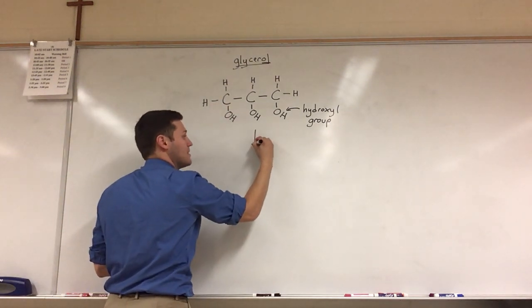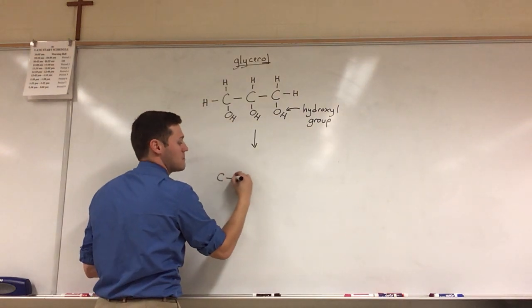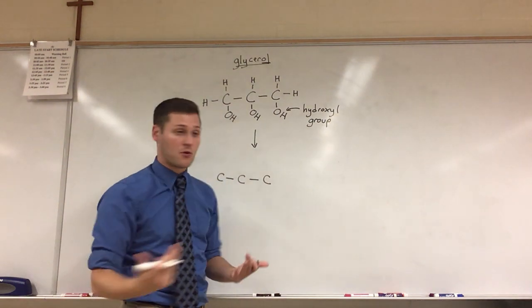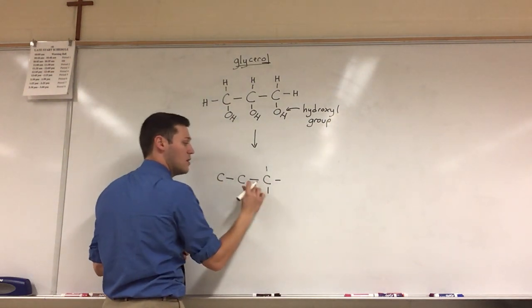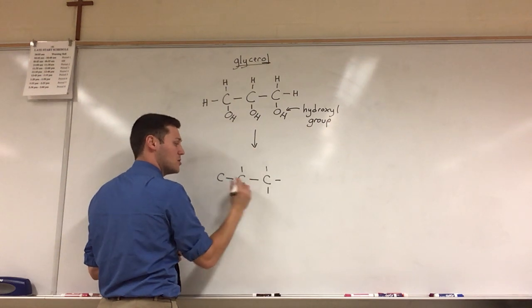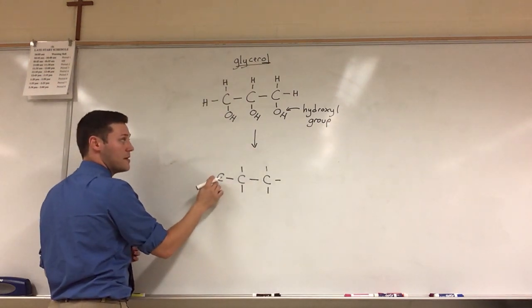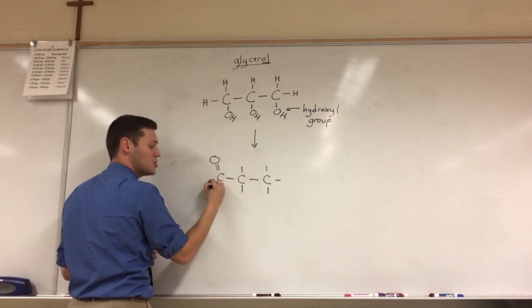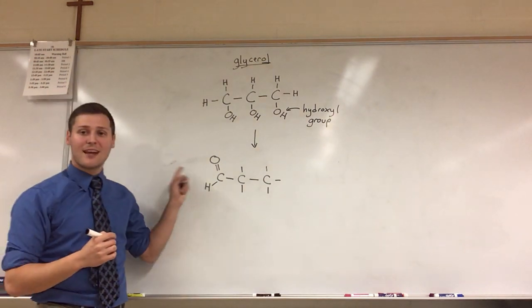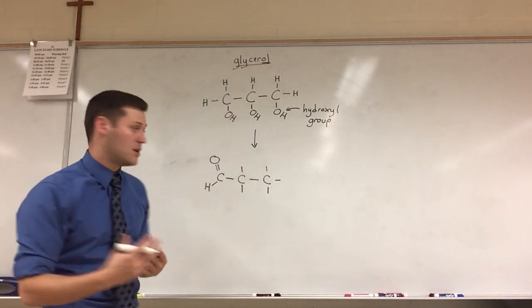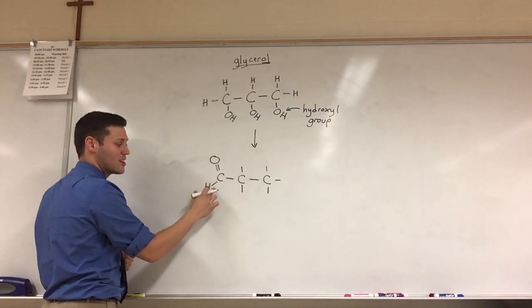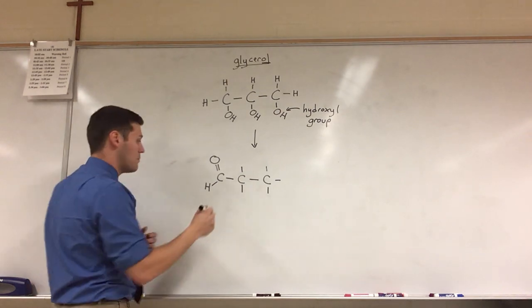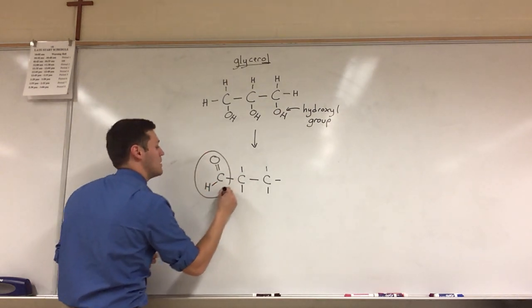So let's imagine we still had our 3 carbons. Each carbon, if you recall, makes 4 total bonds. So we have 1, 2, 3, 4, 1, 2, 3, 4. Now this carbon has a double bond to an oxygen and a single bond to a hydrogen. This is different than a carboxyl group, which would have a double bond oxygen and then a single bond OH. So this isn't a carboxyl group or carboxylic acid, but rather this is an aldehyde.